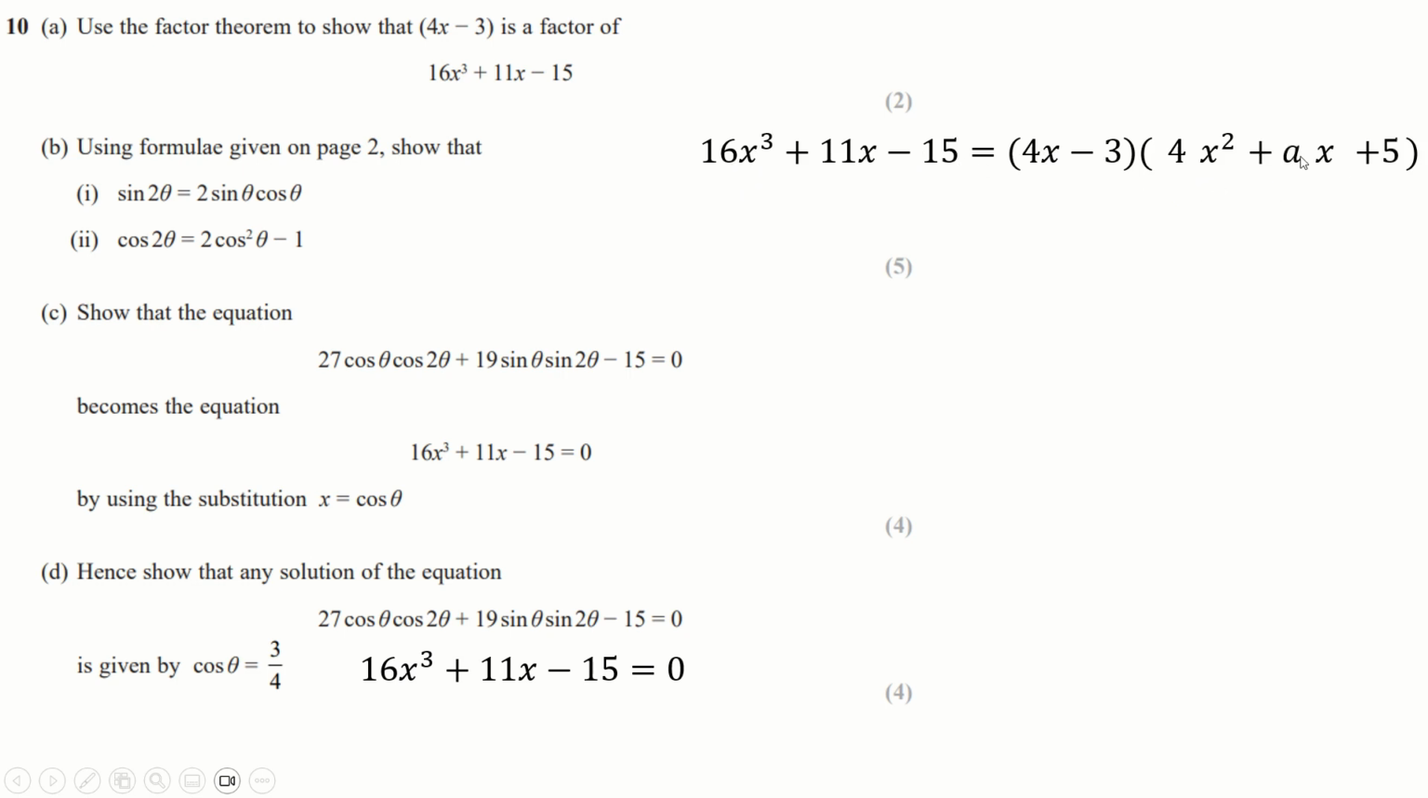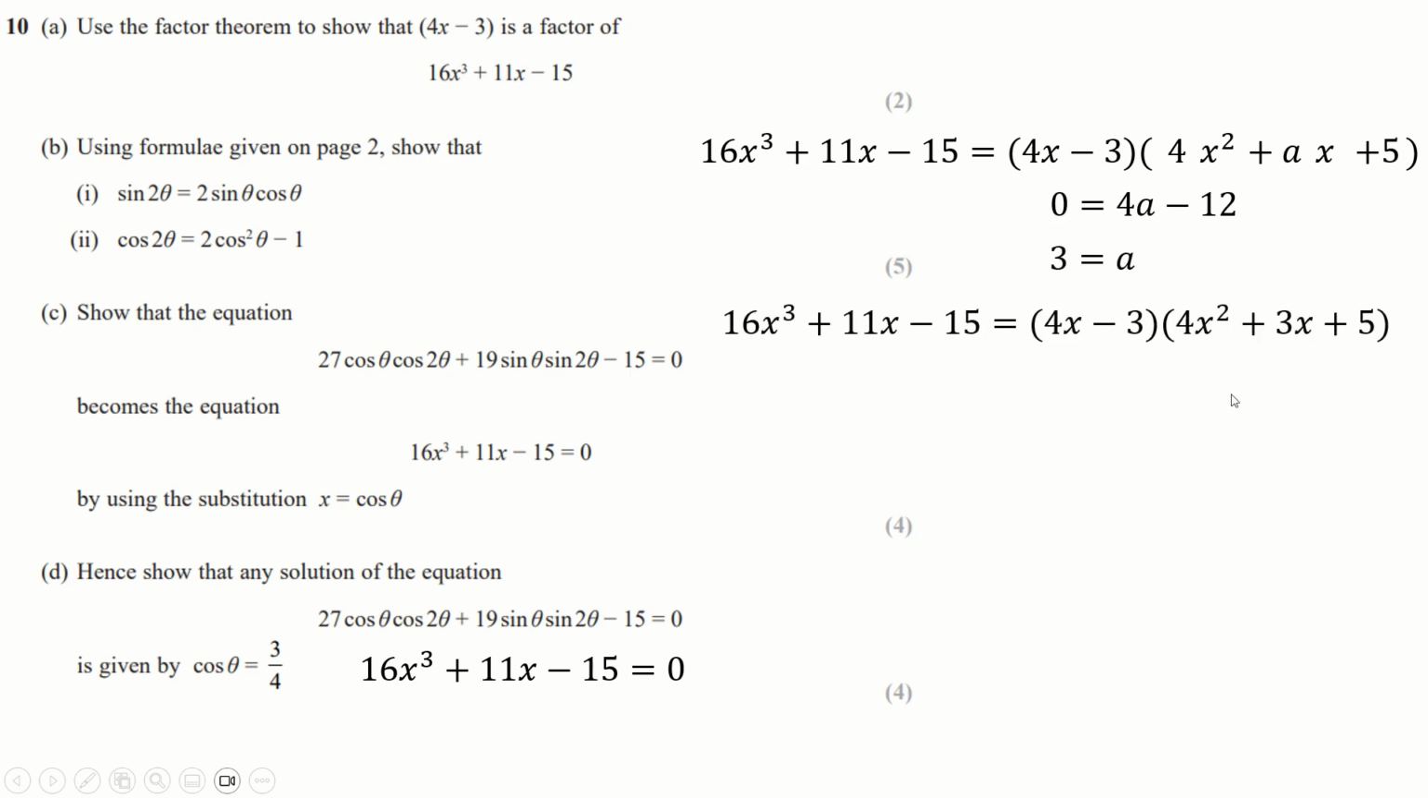If I call this plus ax and look at the x squared terms, there are none of them over here. So 0x squared equals minus 12x squared plus 4ax squared. Those are the only ways to make x squared here. So we get this, and then we get a is 3. And then we have our fully factorized thing like this.